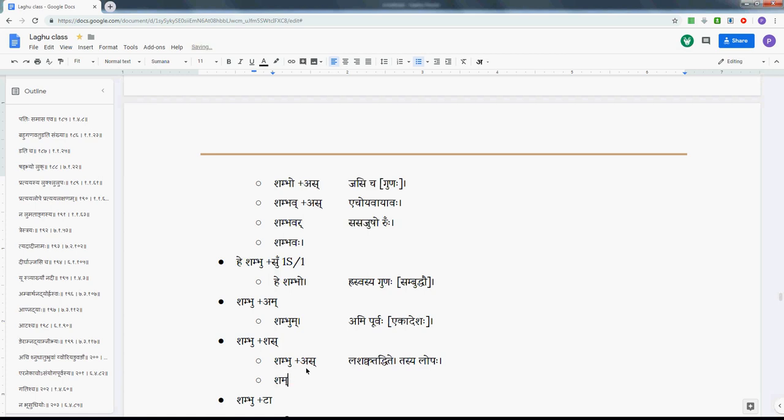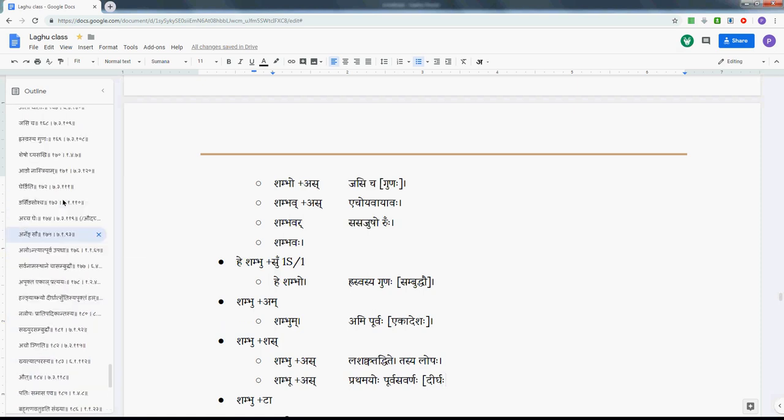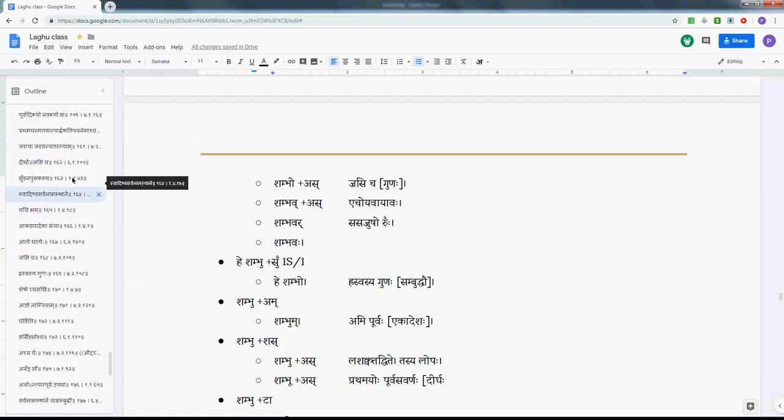Shambhu. What happens? Prathamayoh purvasavarnah dirghah. So dirgha is the adesha, Shambhu plus as. Prathamayoh purvasavarnah, purvasavarna is the sutra, and dirgha is the adesha. For what is it? Prathamayoh purvasavarnah dirghah, if you go and look at the sutra itself, I think it is an ekadesha.